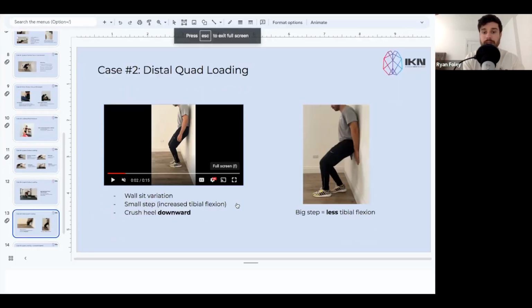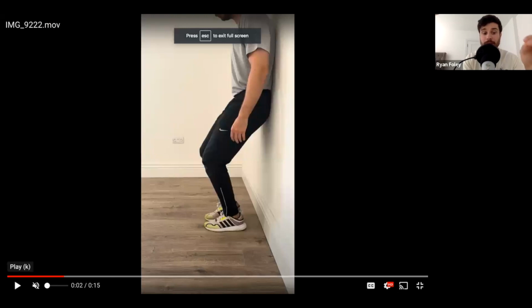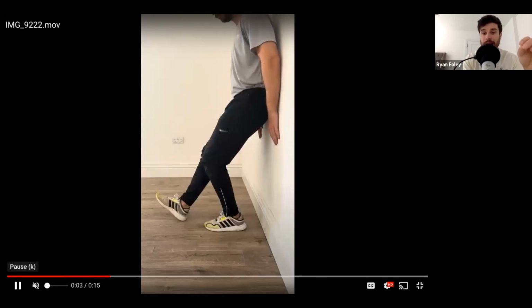So the distal quadricep isn't really going to be challenged as much here. If we're trying to challenge the distal quadricep, we need to take a small step and allow for the tibia to flex. But the key thing there now is driving that load, like I said, through the heel, and simultaneously driving that load forward through the knee, reach the knee forward, reach the tibia forward, and then maintain that position.